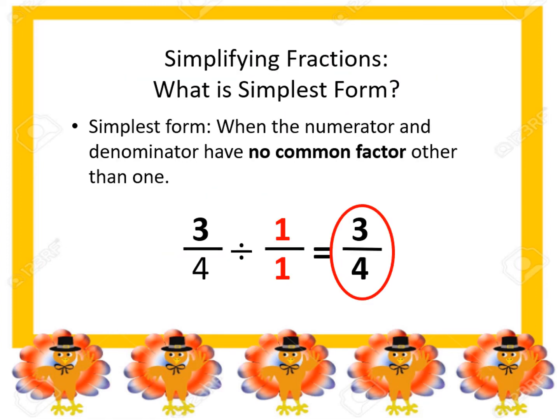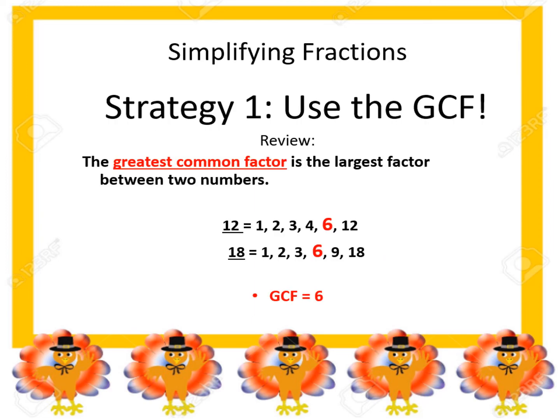So, simplifying fractions. What is simplest form? Simplest form is when the numerator and denominator have no common factor. That's what it means to be in simplest form. The numerator and the denominator have no common factor other than 1. So what that means is you keep dividing by numbers you can divide them both by until you can no longer divide them by any of the same number. Right? Let's look at that.